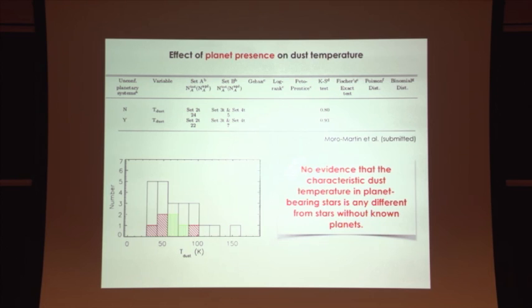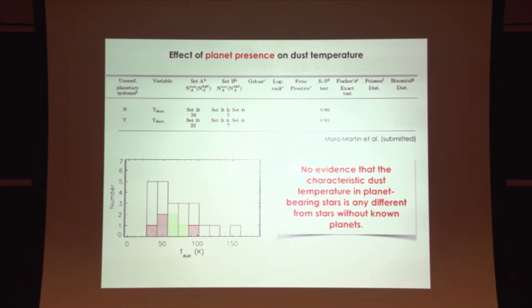Well, for the dust temperature, we don't see any correlation either. There is a very low number of statistics here, but with the very low number of stars that we have, we don't find that the characteristic temperature of the dust is any different in stars with planets and stars with no planets.